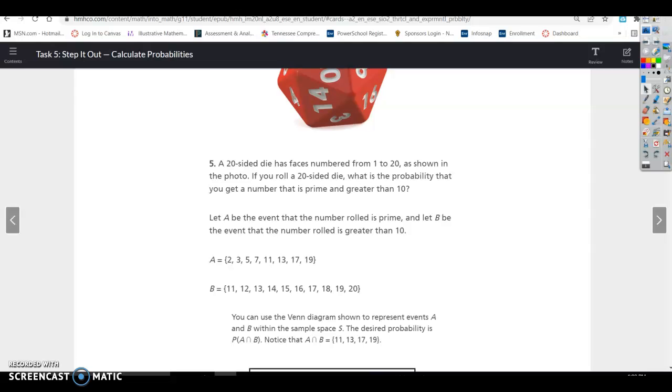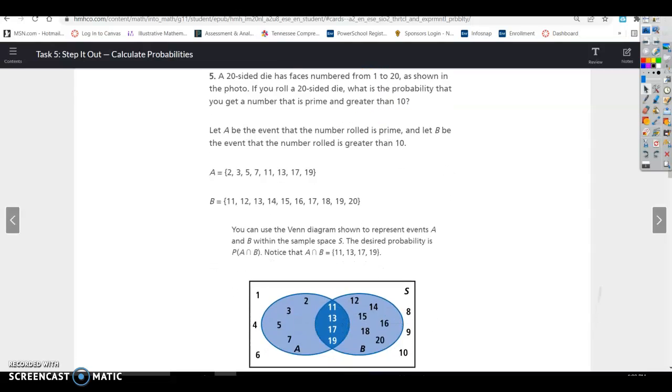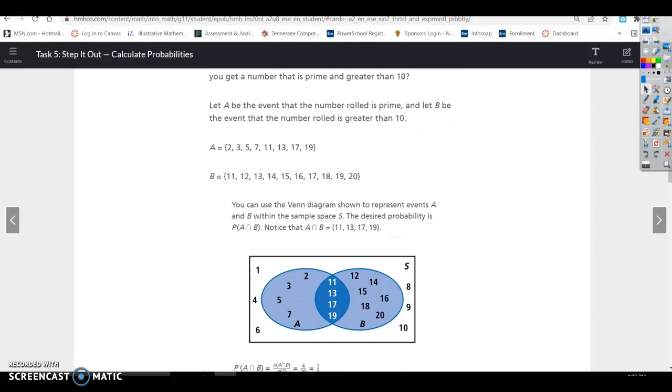All right, so A is going to be prime, B is going to be a number greater than 10. So here, A is our prime numbers between 1 and 20. So 2, 3, 5, 7, 11, 13, 17, 19 are all prime numbers. B is all the numbers greater than 10, so 11 to 20. You can use the Venn diagram shown to represent events A and B within the sample space.